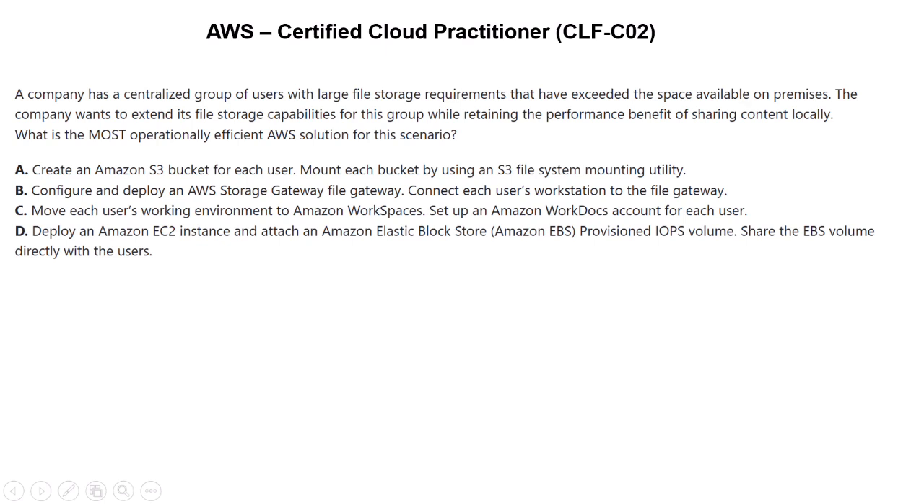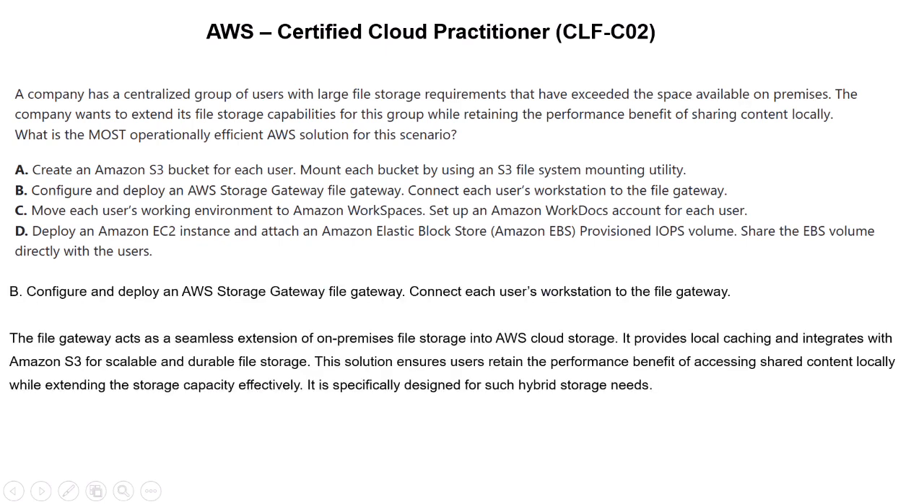The correct answer for this question is option B. Configure and deploy an AWS Storage Gateway file gateway. Connect each user's workstation to the file gateway. The file gateway acts as a seamless extension of on-premises file storage into AWS cloud storage.